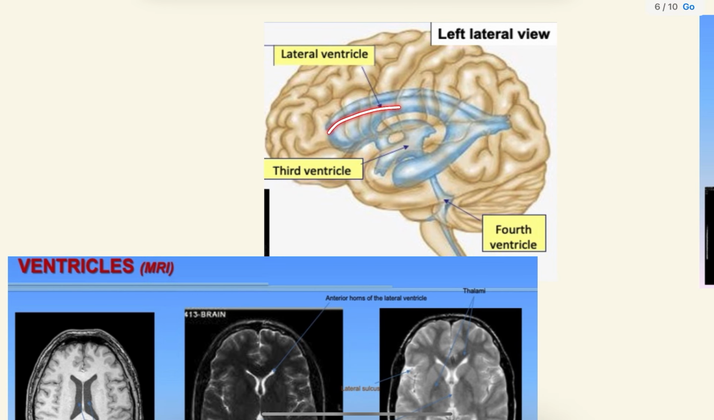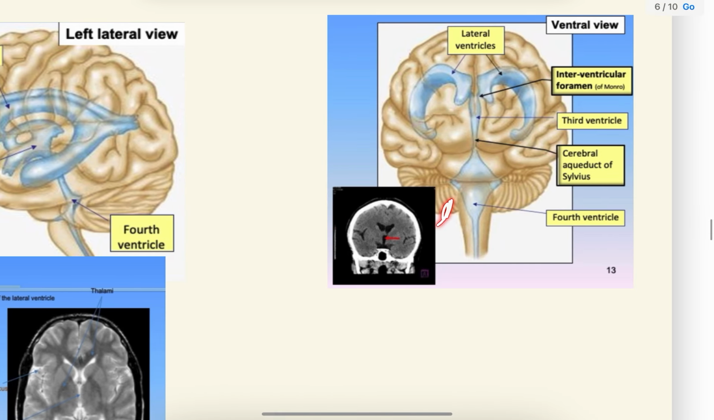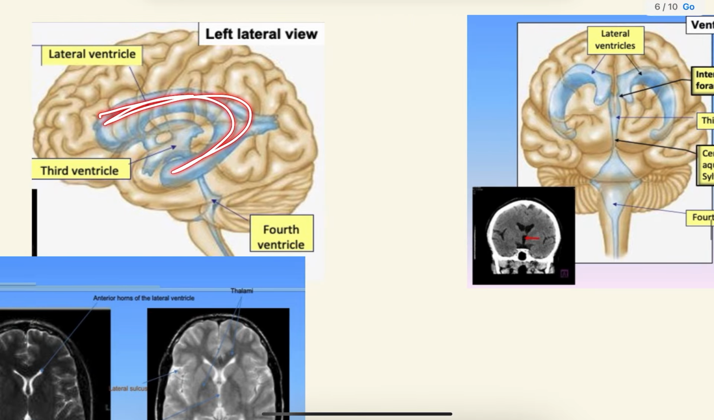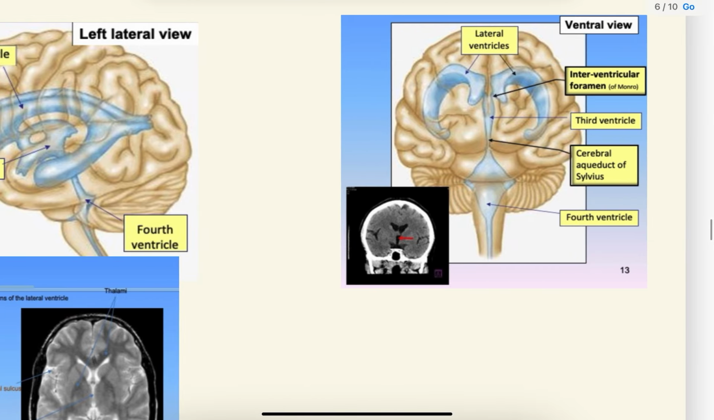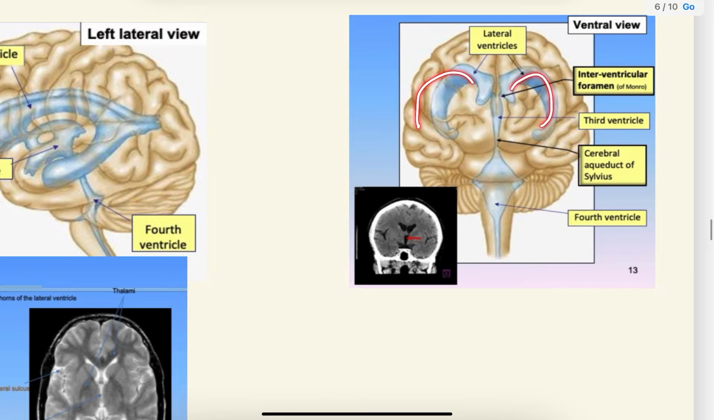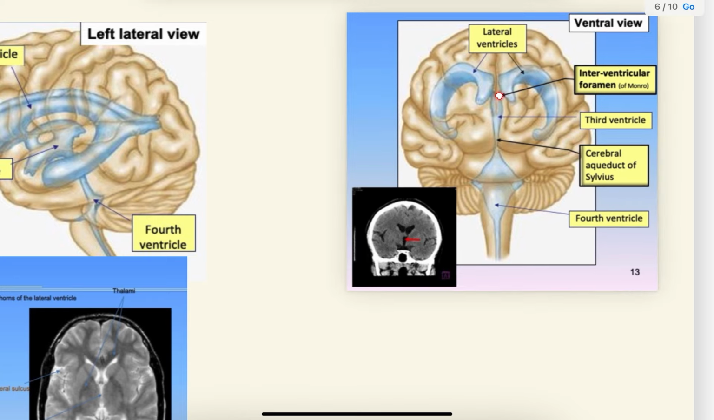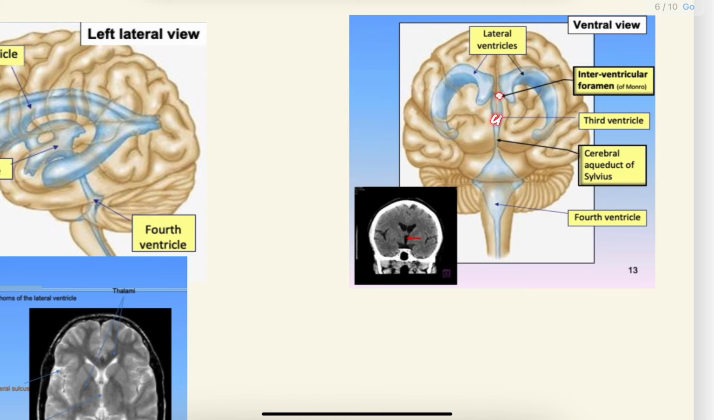Again, this is the lateral ventricle, the third ventricle, the fourth ventricle. And as you can see, the lateral is C-shaped. Okay, here again the lateral ventricle. This is the interventricular foramen of Monroe, the third ventricle, cerebral aqueduct of Sylvius, and the fourth ventricle.